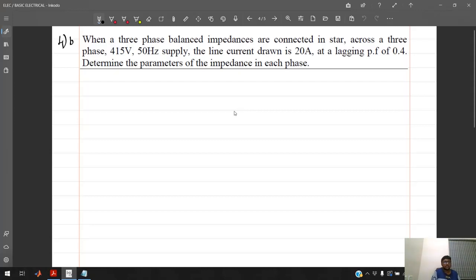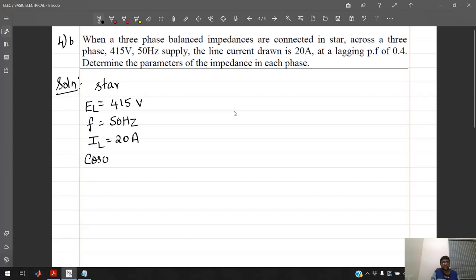When three-phase balanced impedances are connected in star, first and foremost, you note that it is a star connection across a three-phase 415 volt. 415 volt is a line voltage, what is given in the question. Frequency is 50 hertz, and the line current which is drawn, IL, is equal to 20 ampere at a lagging power factor of 0.4. Power factor is nothing but cos phi. Determine the parameters of the impedance in each phase.